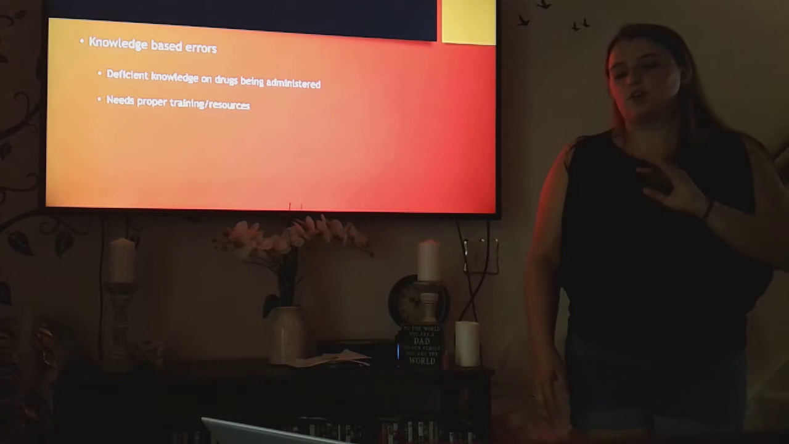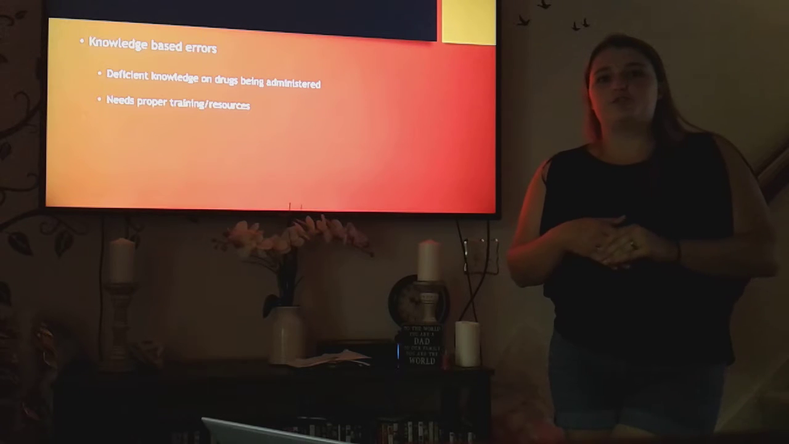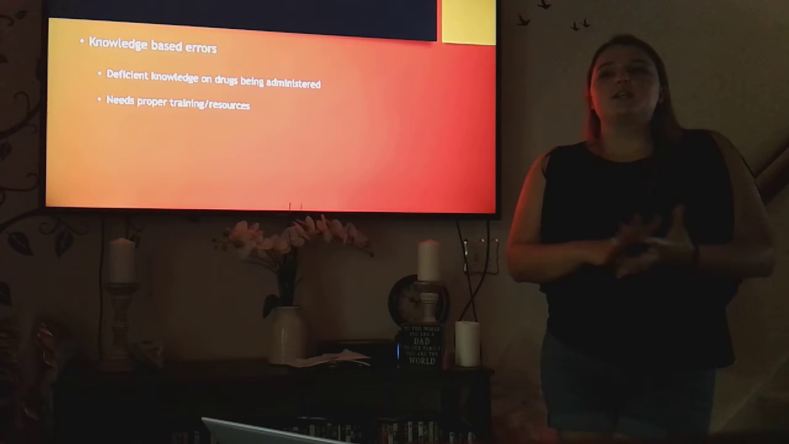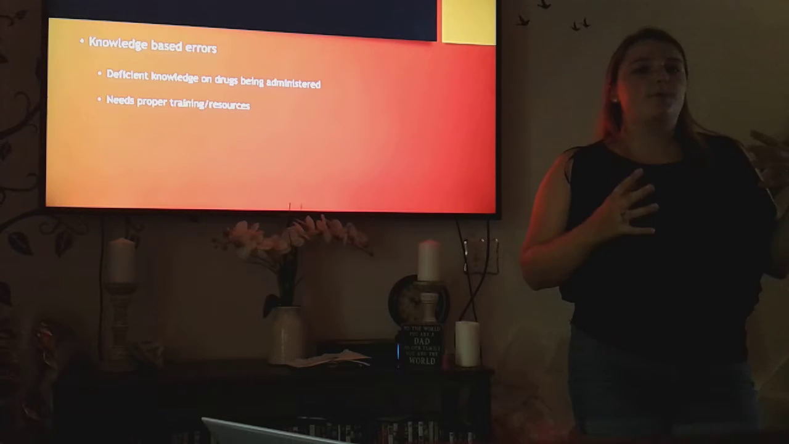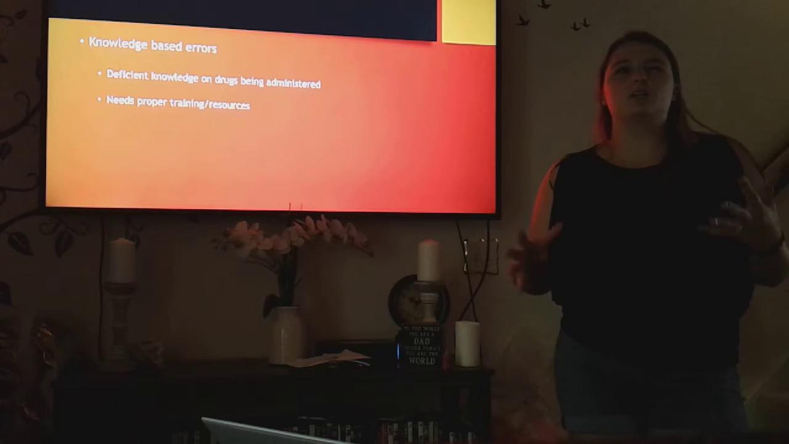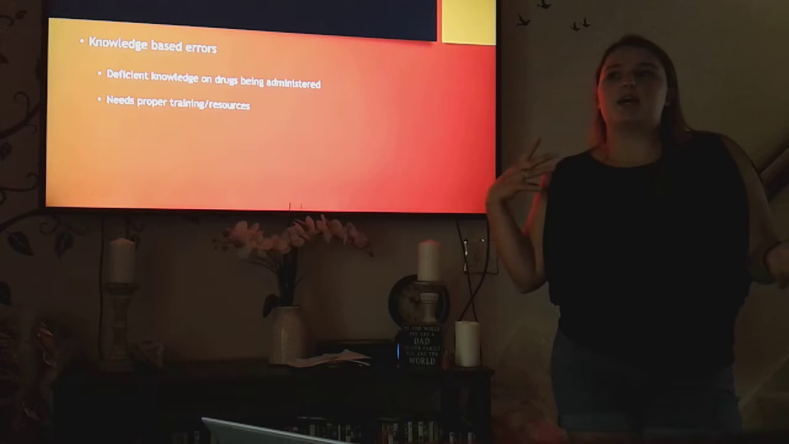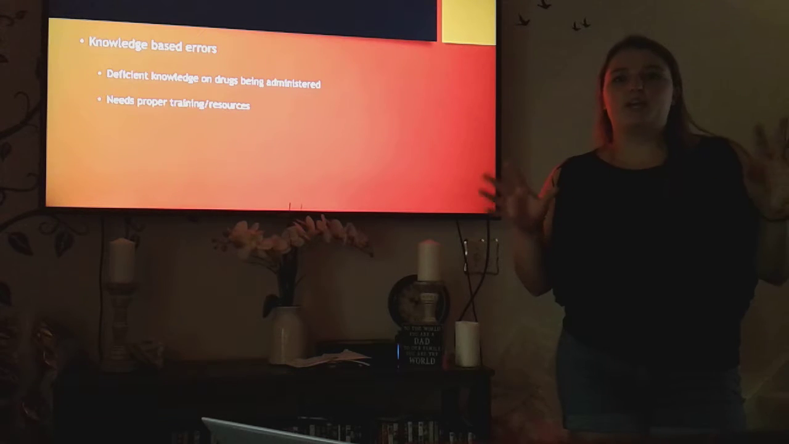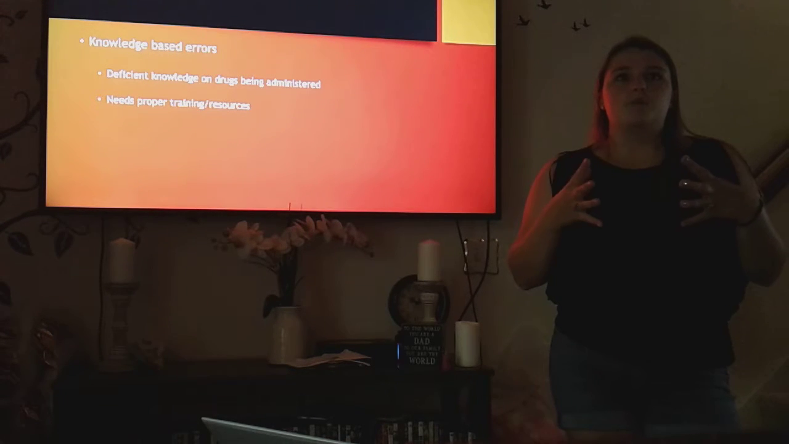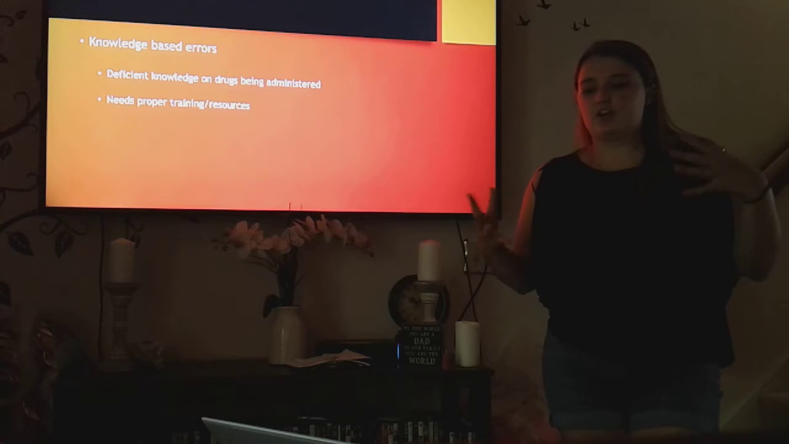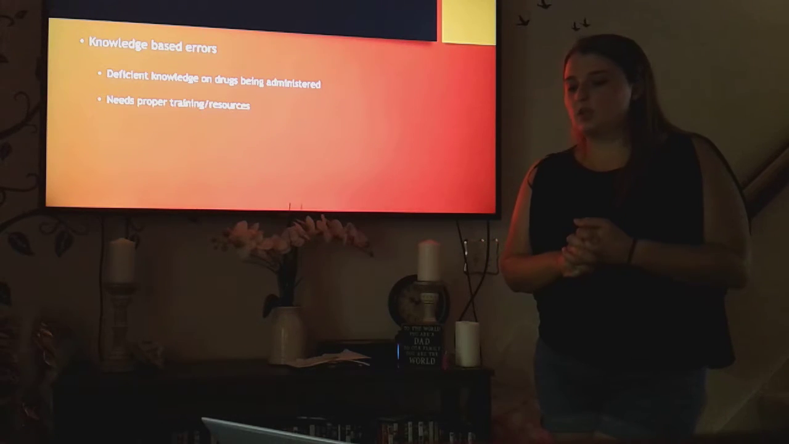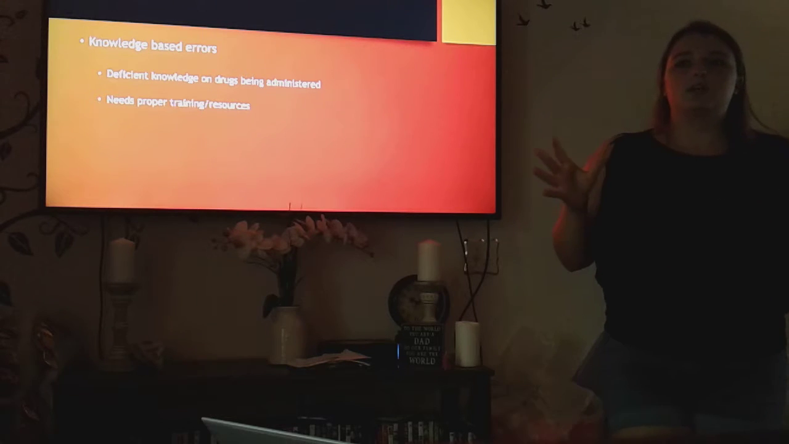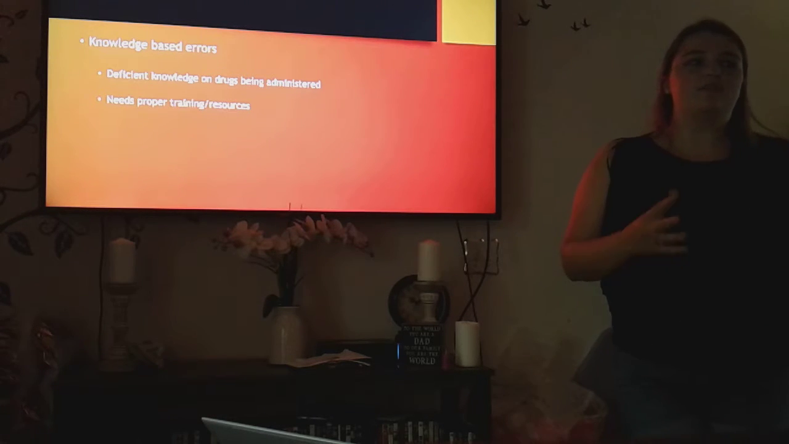Okay, so knowledge-based errors are also something that causes a lot of issues with medications. Knowledge-based errors are basically when the person administering the medication doesn't exactly know what the medication is. So this means that it could cause the patient an allergic reaction, or the two medications that they're taking could go against each other and contraindicate each other, and there could be issues from that. So with this new computer system, you'll get a red flag if you're trying to give a patient something that they're allergic to, or if two medications should not be taken together.